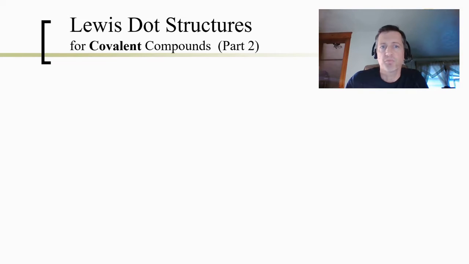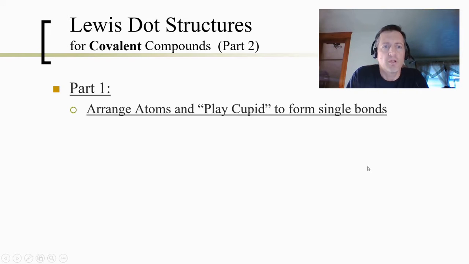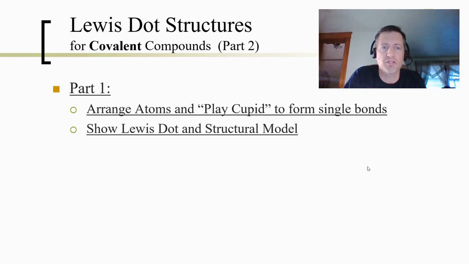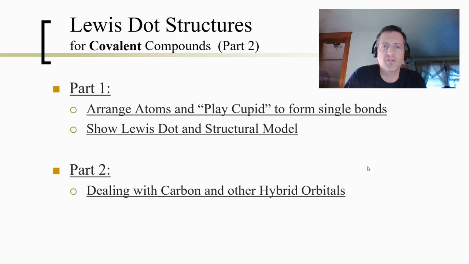In this lesson, which is part 2 of our Lewis dot structures, we're going to continue what we talked about. In part 1, we talked about how to arrange the electron dots and figure out which electrons are going to be paired up and shared. In other words, how to play Cupid to make those single bonds. And then we figured out how to do the Lewis structures and the structural model of those for some simple molecules.